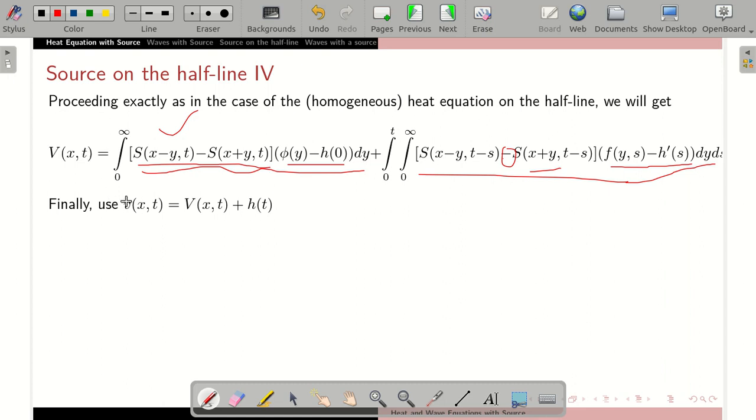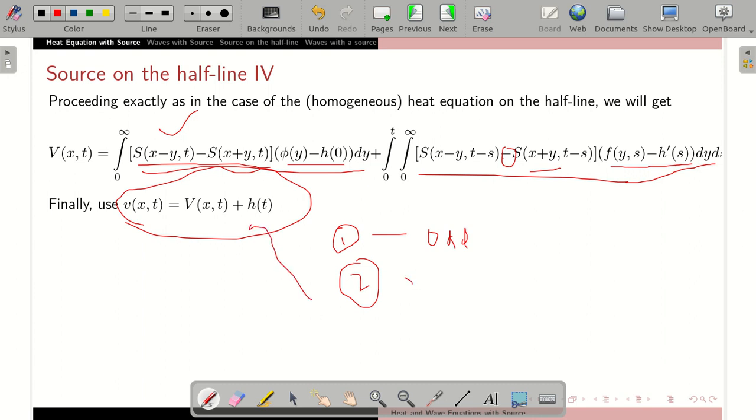So now to find v, small v, just add h in the above equation. So small v solves the non-homogeneous heat equation on the half line. We have used two facts here. One, odd extension, and second, subtraction. So you have defined a new v by subtracting h from the previous one, so that you can get the zero condition.